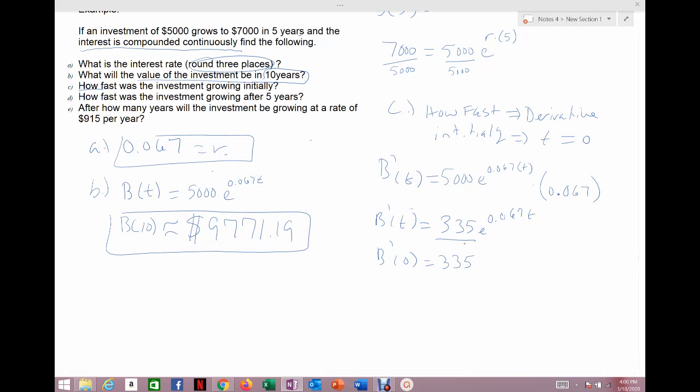Again, units. Answer the question, how fast? So the investment is growing at a rate, at a speed of $335 per year. It's a yearly rate of growth. So those are the units on it: dollars per year.